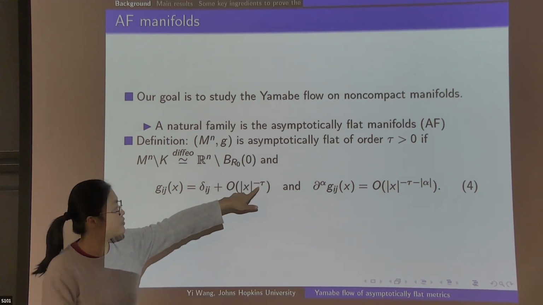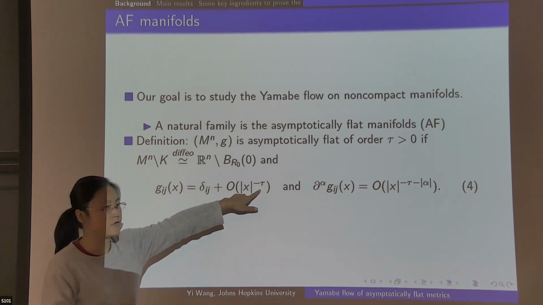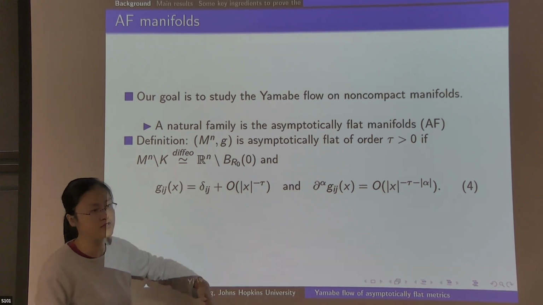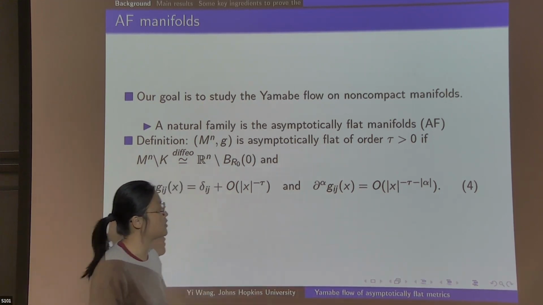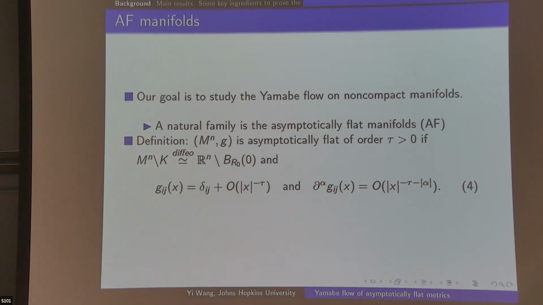If tau is positive and bigger, it means the metric decays faster, and correspondingly the derivatives decay at the corresponding order. You're going to put a condition on how big tau must be? Yeah, that's a very good question. In order to define the ADM mass that I'm going to talk about later, one needs to give a certain range of tau so that the ADM mass is well defined.